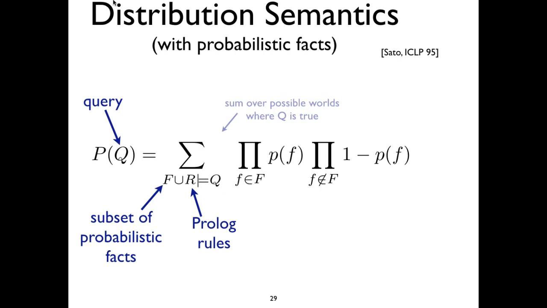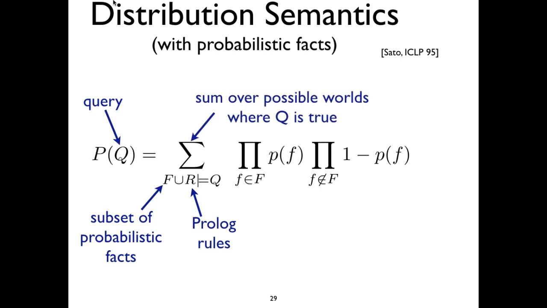And so what you get is what is called the distribution semantics. In a little bit more formal way, you've got a query here, your facts, that's F. These are the probabilistic facts. R are the Prolog rules. To compute the marginal probability of a query, I need to sum over all the possible worlds where that query is true. I look at the subsets of the probabilistic facts that make the query true together with my rules. And every one of these possible worlds has the probability that is listed there.